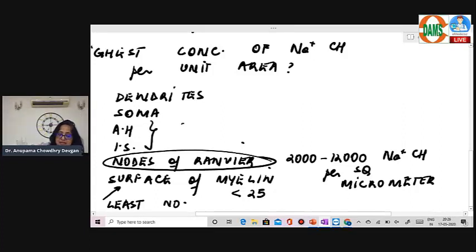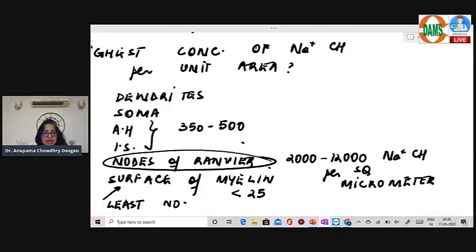Axon hillock to initial segment is about 350 to 500 sodium channels per unit area. Higher in the initial segment, but the highest will be at the nodes of Ranvier. This is as far as your sodium channels are concerned. Maximum at the nodes of Ranvier, and the least will be on the surface of myelin.